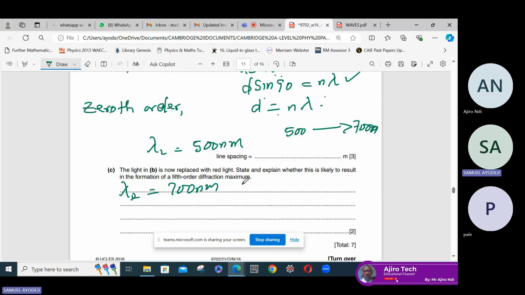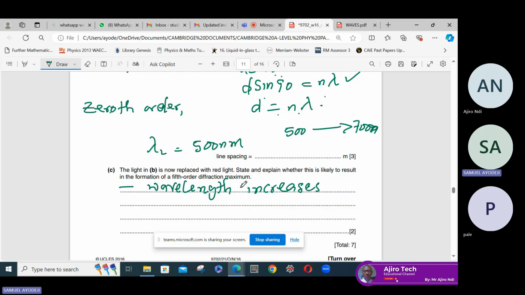State and explain whether it likely results in the formation of fifth order. Fifth order means n is 5. The wavelength has increased. The first point, which nobody has to state the value of, is that the wavelength increases.